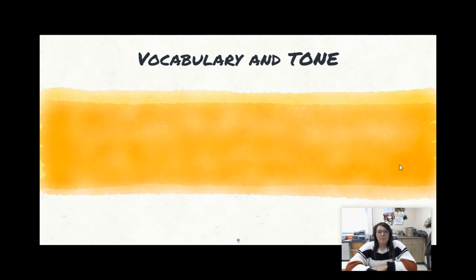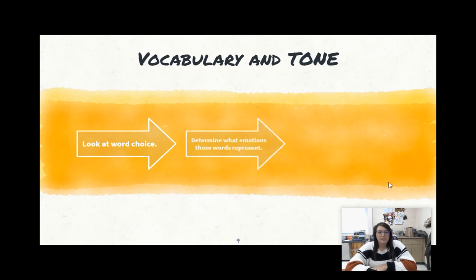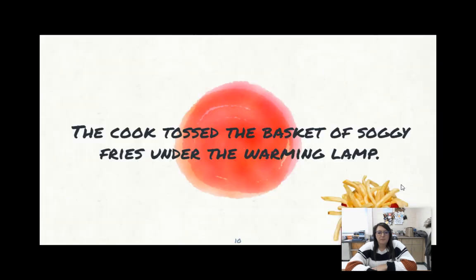So now let's talk about vocabulary paired with tone. We've talked a lot about connotation. We've talked about how word choice matters. Now let's talk about how that word choice can create a tone. So we're going to start by looking at the word choice in an article or in a sentence. We're going to determine what emotions those words represent. And then we'll define our tone.